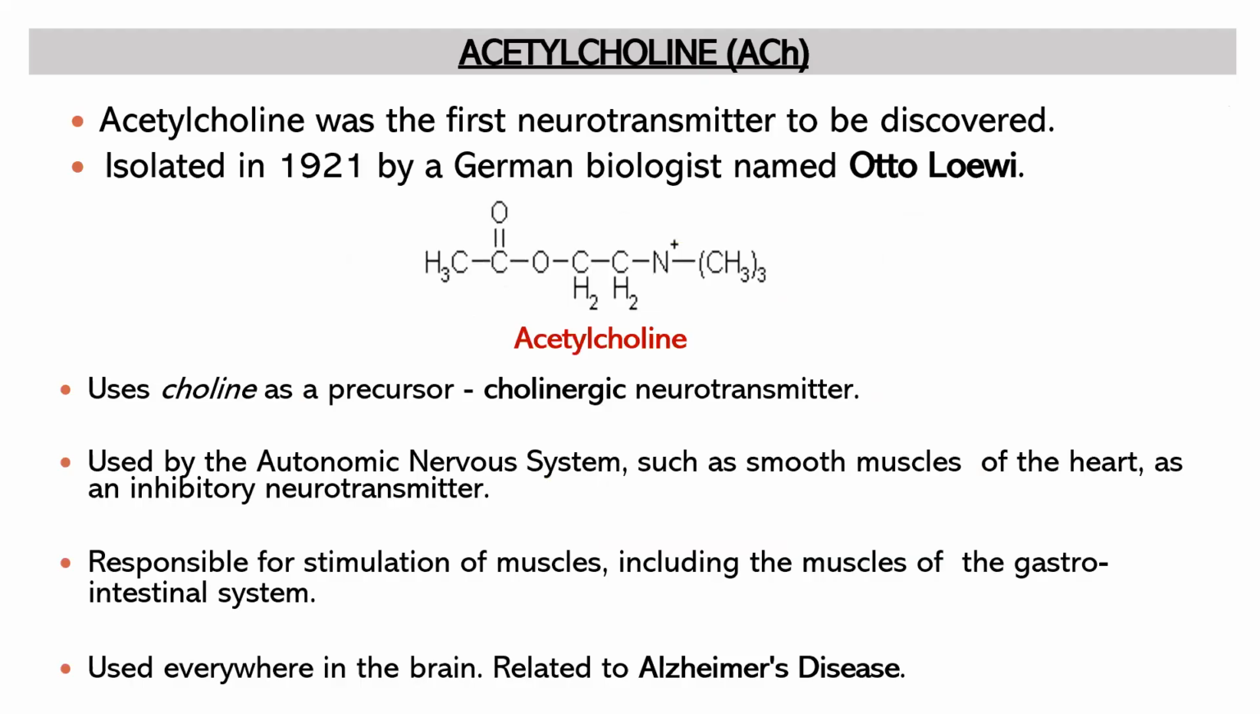So acetylcholine is the first one that we want to study because it was the first one to be discovered. And the structure is shown here. It is used by the nervous system, such as smooth muscles of the heart, as an inhibitory neurotransmitter. So it is responsible for stimulation of muscles, including that of the gastrointestinal system, and it's used in the brain. So it's a very important neurotransmitter, and you need it to function properly.